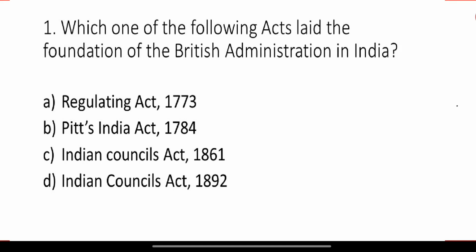Indian Polity video. First question: Which one of the following acts laid the foundation of British administration in India? Regulating Act 1773, Pitt's India Act 1784, Indian Councils Act 1861, Indian Councils Act 1892. Option A, Regulating Act 1773. It is also known as the East India Act.